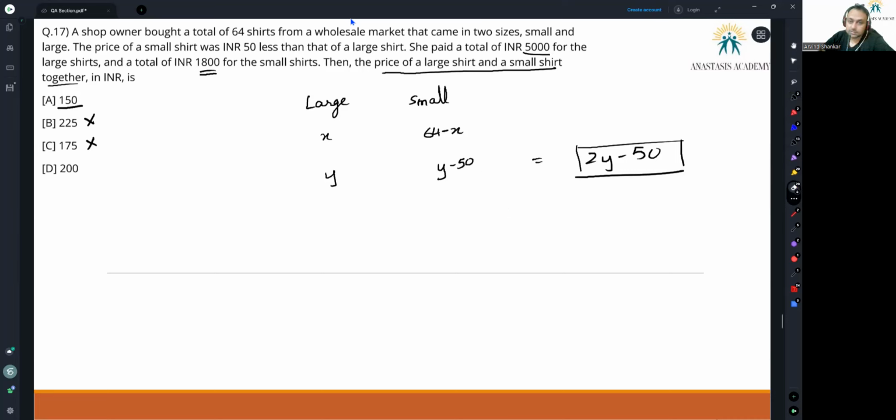नहीं चल रहा. Let me check 200 as an option. अगर 200 आ रहा है तो 2y minus 50 is 200, so 2y will be 125. Or sorry, 2y will be 250 or y is 125. This is 125, this is 75. यहाँ पे देखना 125 के साथ किसको मल्टीप्लाई करे कि 5000 बन जाए. 40 को मल्टीप्लाई करने में बन जाता है.